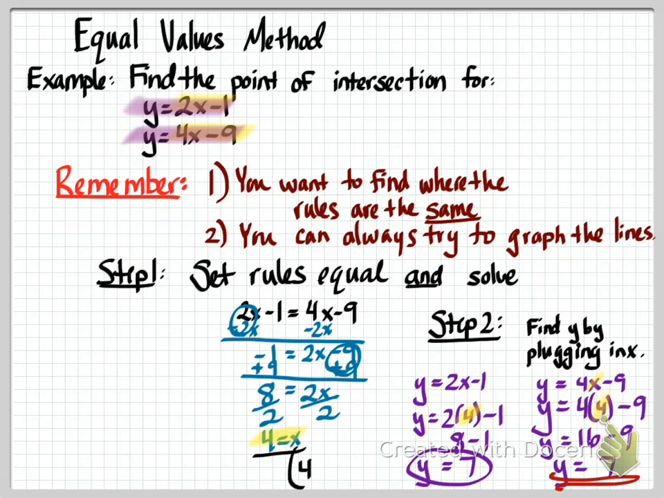Now this tells me about my solution. Remember, the goal was to find a point of intersection. So my point of intersection is x is 4 and y is 7. So my answer is (4, 7). Make sure you give your answer as a point when the question is asking for a point. So it's really that simple. It's solving a simple equation, then plugging it back in to find y.